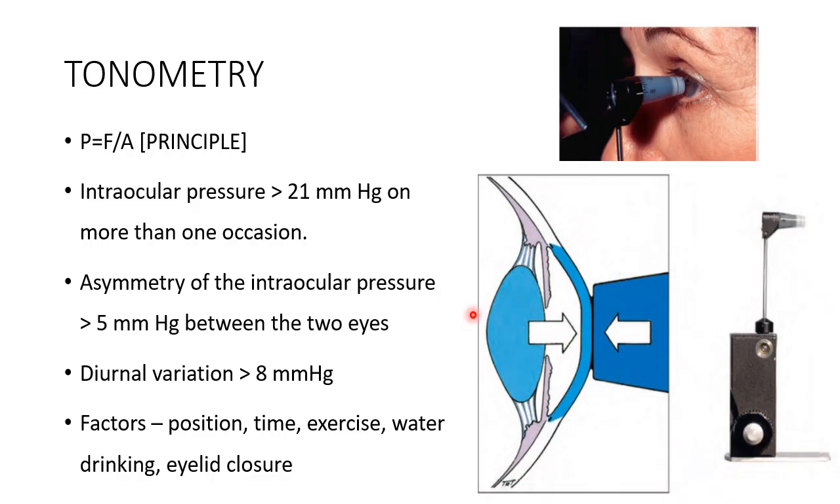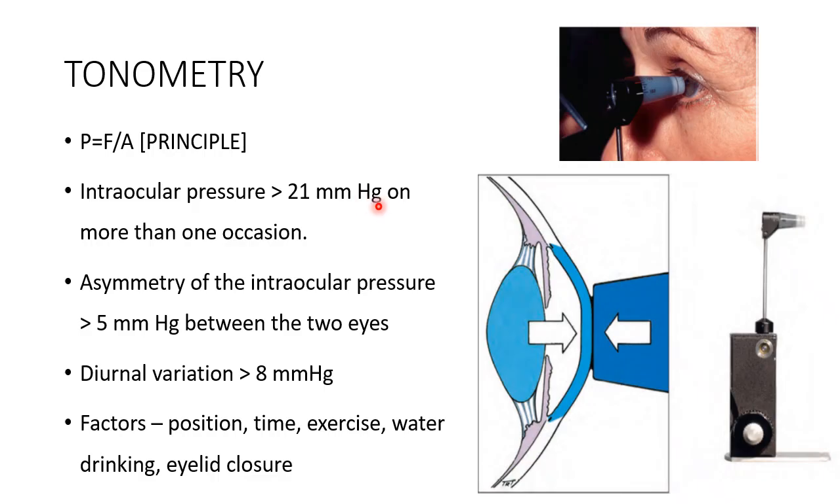So the pressure inside, the area being fixed, the pressure inside the sphere is directly proportional to the force you are applying from outside. Remember, the area being fixed. Then that pressure corresponds to the intraocular pressure. This is the Imbert-Fick principle. P is equal to F upon A.